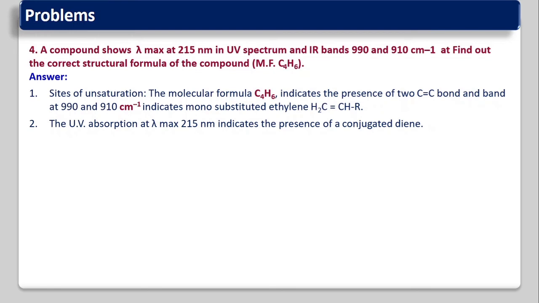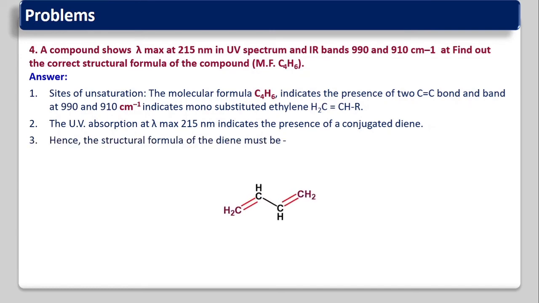Presence of conjugated diene, that is the base value for diene, right? So from this information our structure must be a diene like this: CH2=CH-CH=CH2, because lambda max for the basic diene is 250 nanometer. So the structure is the basic diene. So this is the diene as a compound.